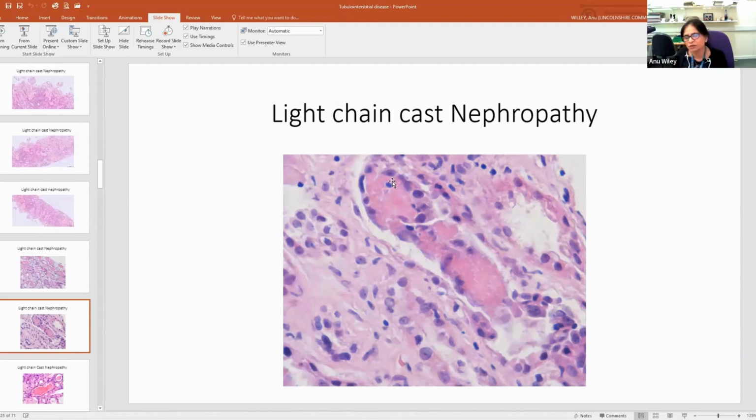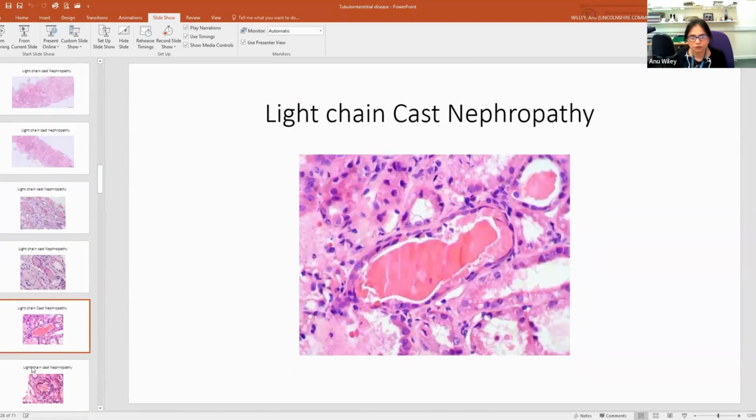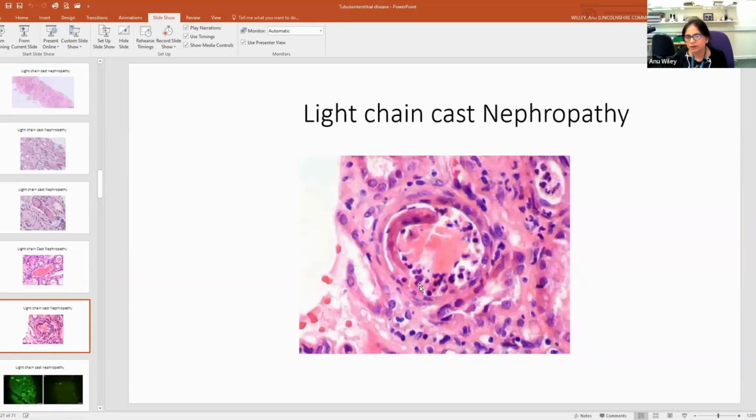Again, just a high power magnification to show that the tubular epithelial cells have desquamated from most of the tubular lining and are then forming almost like a garlanding around the cast itself. Another picture of the cast. And here is a cast where you can actually also see some neutrophils within it, which doesn't really mean much.